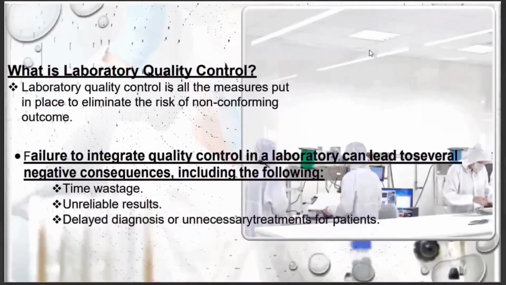Laboratory quality control ensures that the lab processes and operations run efficiently and guarantees the production of accurate and reproducible results. In addition, the quality control measures developed in a lab are the building blocks for the process of certification and accreditation. Failure to integrate quality control in a laboratory can lead to several negative consequences, including the following: time wastage, unreliable results, delayed diagnosis, or unnecessary treatment for patients.